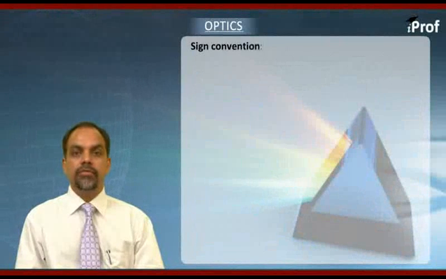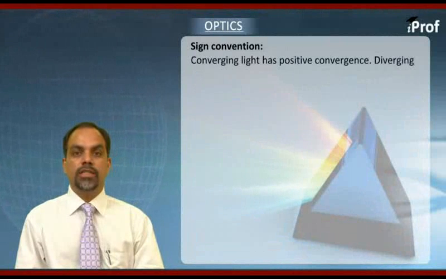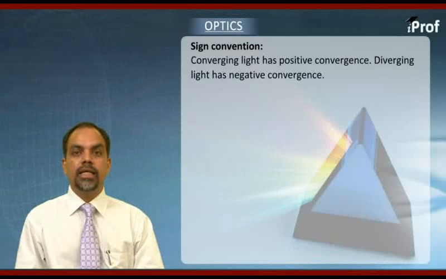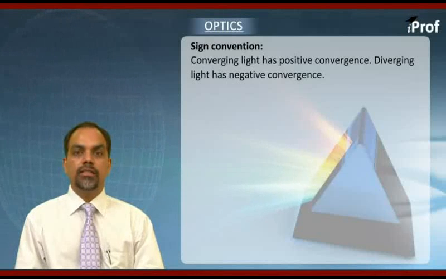Now here is one sign convention that we have to follow: converging light has positive convergence and diverging light has negative convergence. That means when incident rays are converging, the initial convergence is positive. When incident rays are diverging, the initial convergence will be negative. Same thing we can say about final rays, which may be coming out as a result of refraction or reflection.